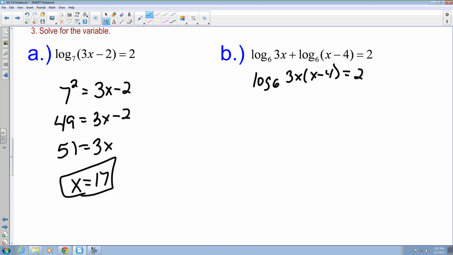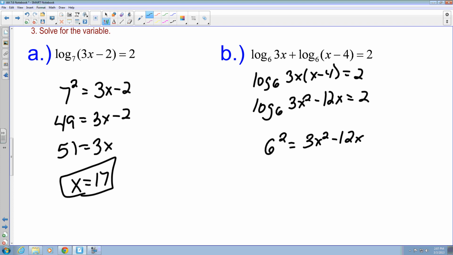And then what I'll do is I'll distribute that, so it'd be 3x squared minus 12x equals 2. So if I rewrite that in standard form, I'm going to get 6 squared equals 3x squared minus 12x. 6 squared is 36, which equals 3x squared minus 12x. And this is basically what has become like a quadratic to us. So I'm going to subtract 36 from both sides to try to get one side equal to 0.